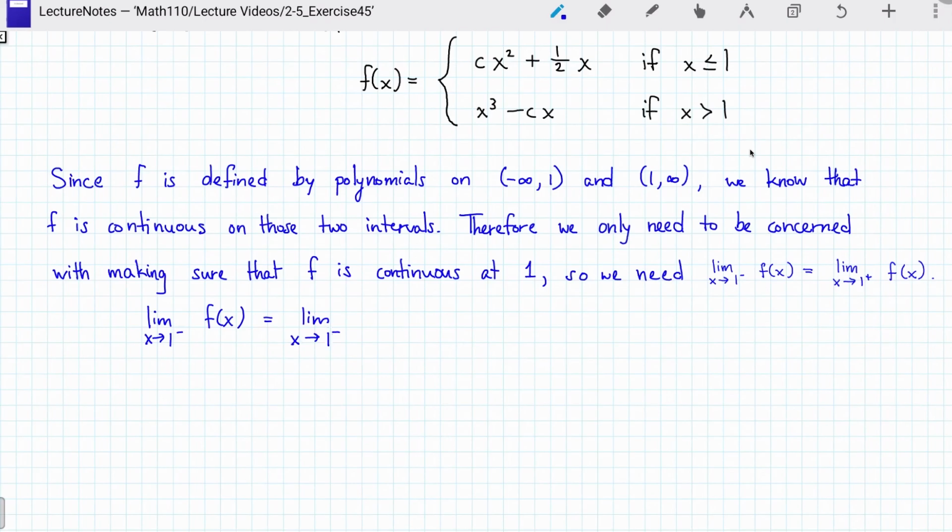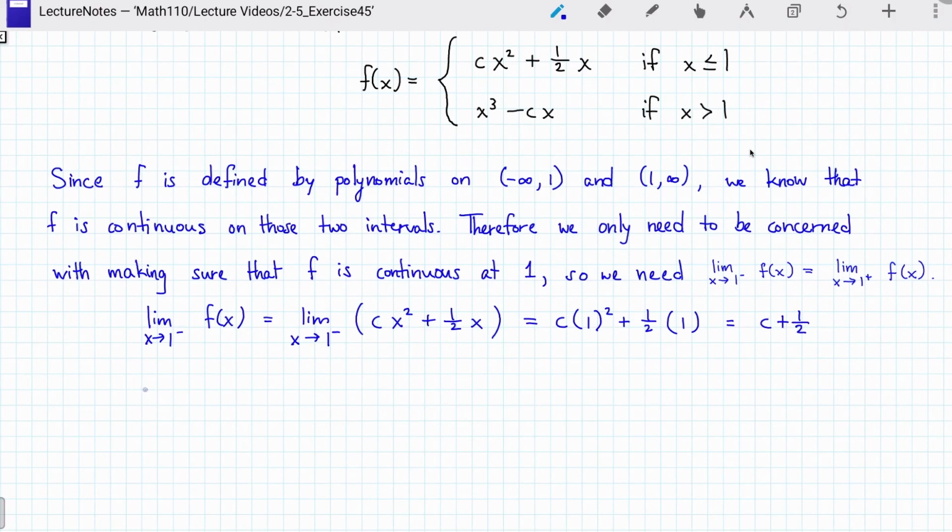So if x is less than 1, then we are using this first formula for defining f. So I am going to put in that formula. This is c times x squared plus 1/2 x. And calculating the limit of that as x approaches 1 from the left, we can use direct substitution, since that is a polynomial, which is continuous everywhere. So this is the same as c times 1 squared plus 1/2 times 1, which is c plus 1/2.